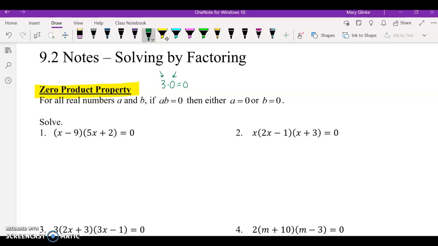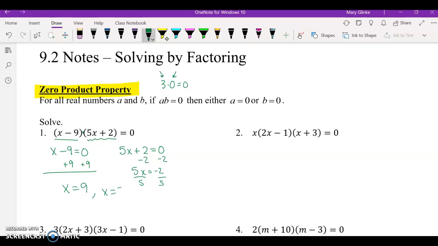So the way this applies to factoring is if you have two different things being multiplied together, either x minus 9 in this case has to be 0, or 5x plus 2 has to be 0 in order to make this equation true. So what we can do is we can set these each equal to 0, and then we can solve each of those for x. So for this one, we would end up getting x equals 9 and x equals negative 2 over 5.